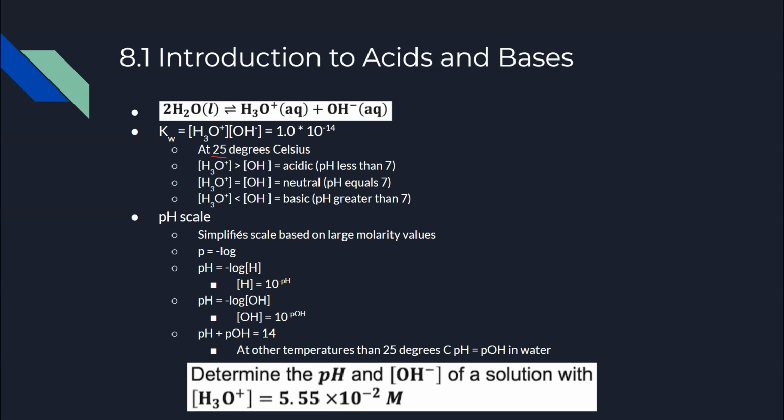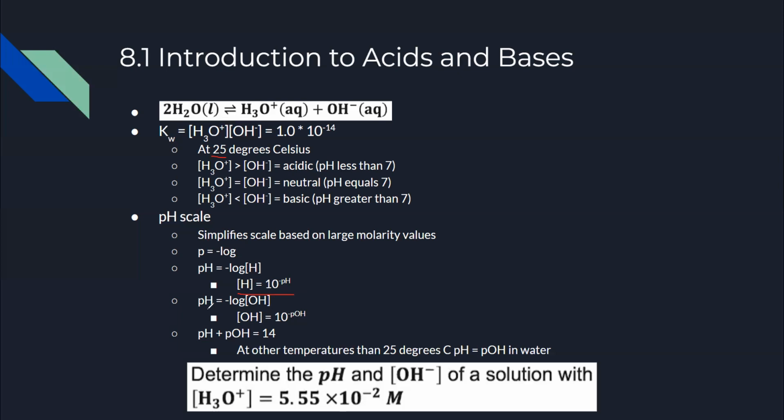And the pH scale. The pH scale basically simplifies the very small molarity values, such as 10 to the negative 14th or 10 to the negative 12th. The p means negative log, so pH is the negative log of the H+ concentration. If you want to find the hydrogen concentration from pH, you use this equation over here. There's a way to derive it, but I don't think we have much time for that.